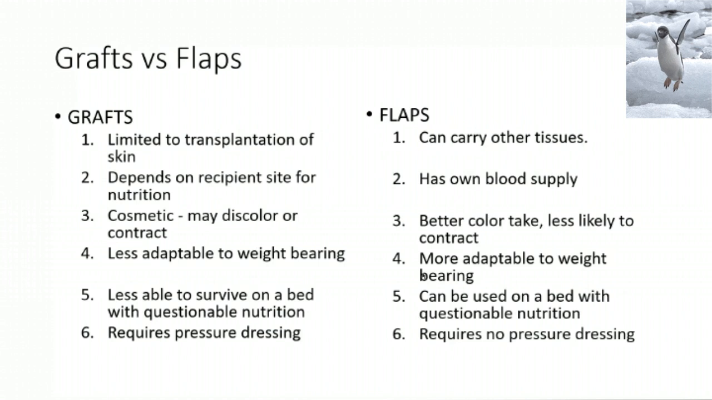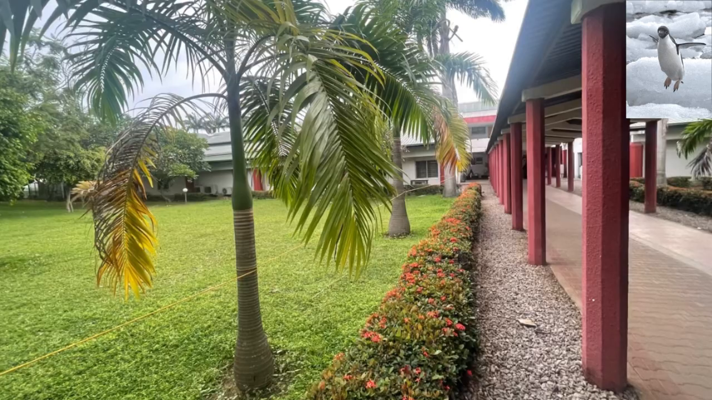The key differences between grafts and flaps. The graft is limited to transplantation of just the skin, which could be a full thickness or split thickness transplant. While flaps carry other tissues, like we said, you can carry your subcutaneous tissues like the fascia, the muscle, bone. Grafts are dependent on the recipient site for nutrition, while the flaps have their own blood supply. In terms of cosmesis, your grafts may discolor or contract, while flaps give a better color take and are less likely to contract. And grafts are less adaptable to weight bearing, while flaps are more adaptable to weight bearing.